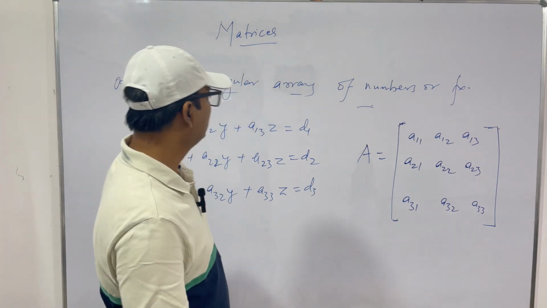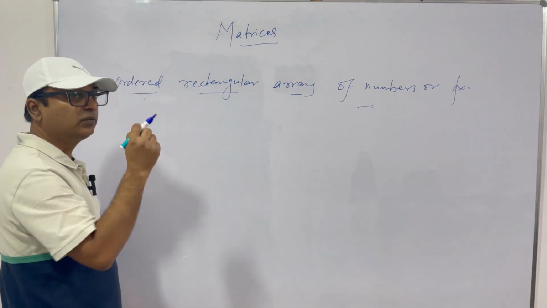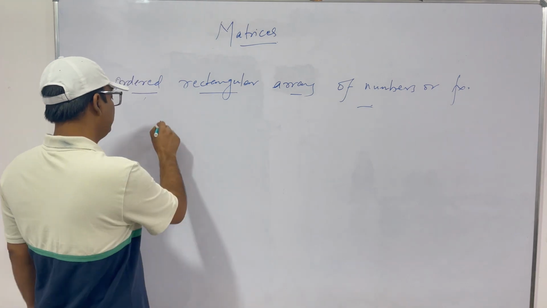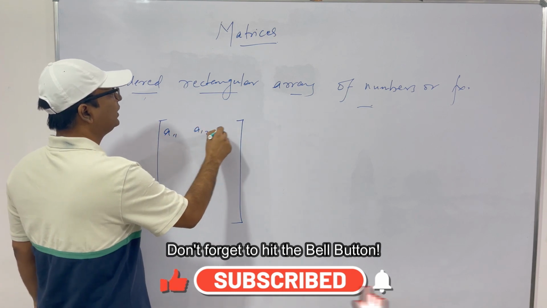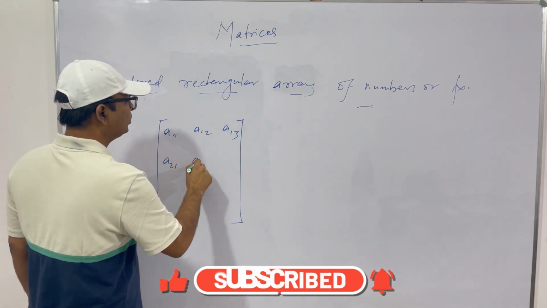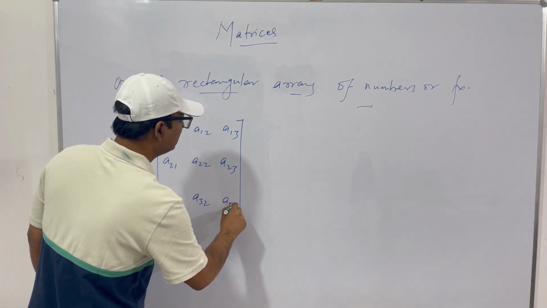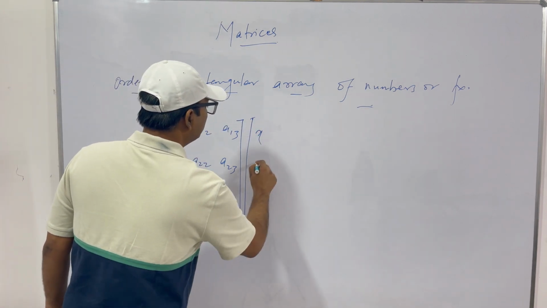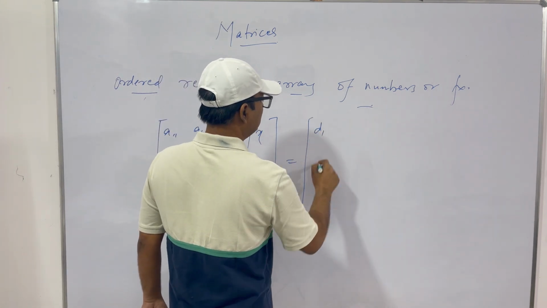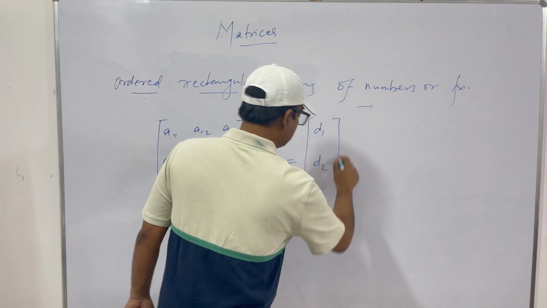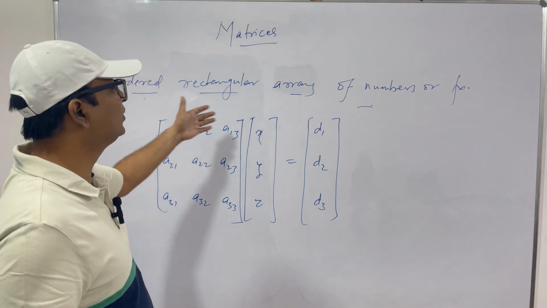I'll tell you what is the use. First of all, let's understand how we represent it. So this is clear, I'm rubbing it. So instead of those three simultaneous equations, we can simply write what we wrote just now: a11, a12, a13, a21, a22, a23, a31, a32, a33. This is our variables x, y, z, and on the right hand side it was d1, d2, d3. So that set of three simultaneous equations can be represented in matrix form like this.